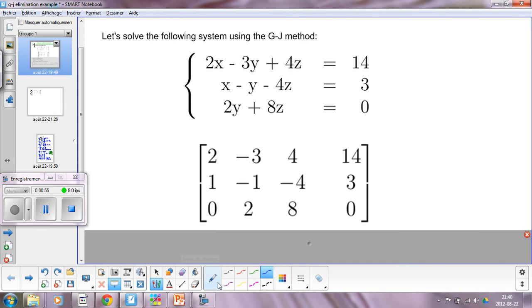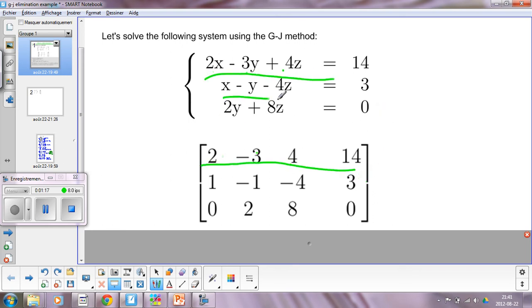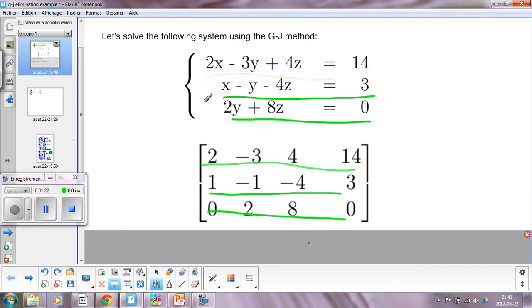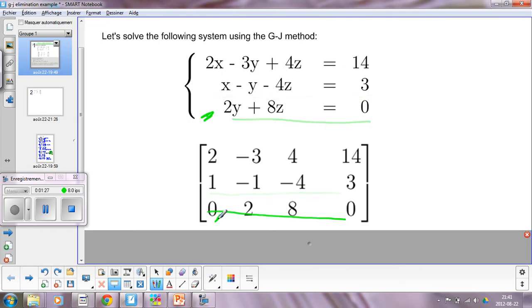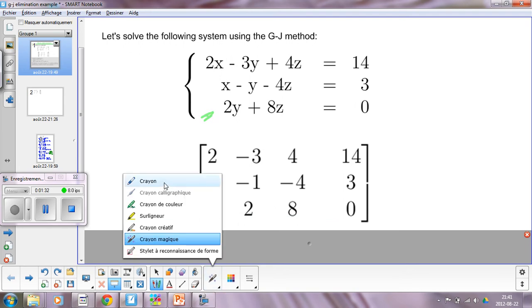Let me use a nice pen. So you have a constant here. They're put on that side, and then 2x goes there, 3y goes there, 4z. So basically this is the first equation, this is the first row, second equation, second row, third equation, third row. There were no x's here, so we've put a 0 here. So this should be obvious enough at this point.